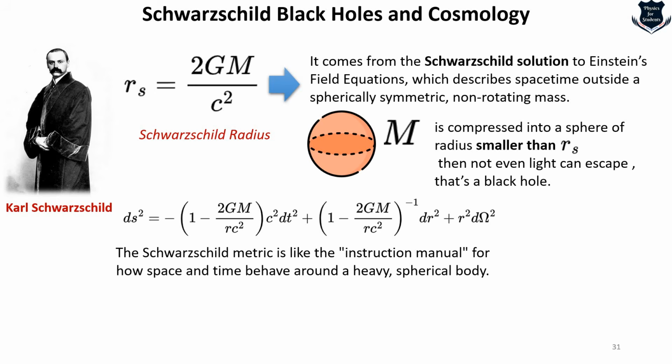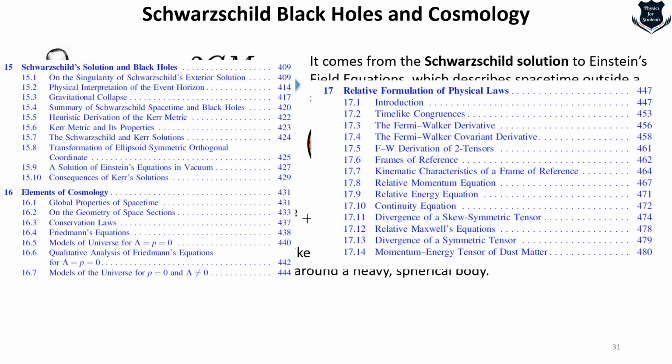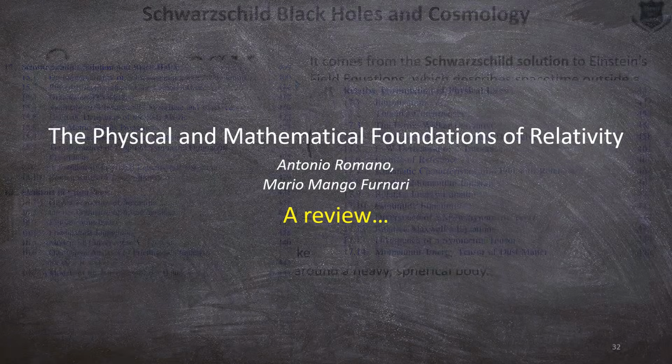So the Schwarzschild metric is basically, you can think of it as an instruction manual for how space and time will behave around a heavy spherical body. And here you can see the table of contents comprises the Schwarzschild solutions and black holes. This is where the table of contents, and the entire content of the book, is concluding. That means we have already gone through the step-by-step logical understanding of this book.